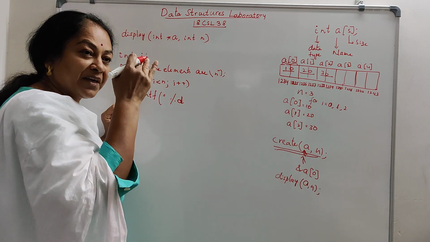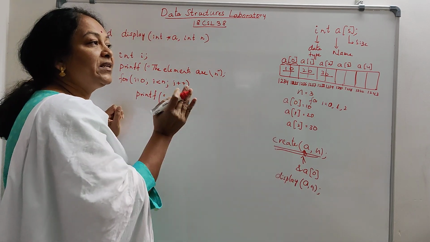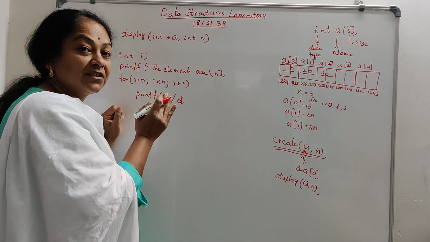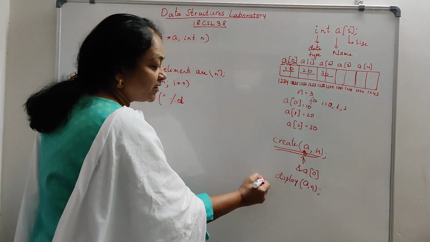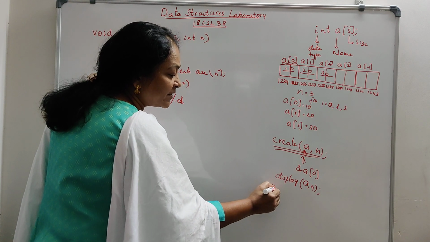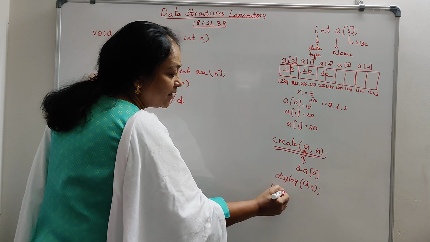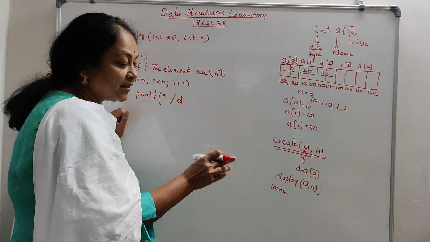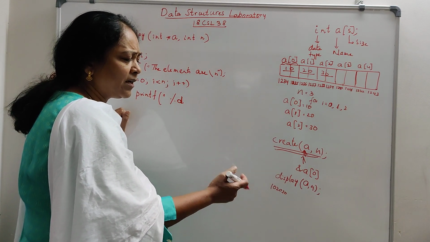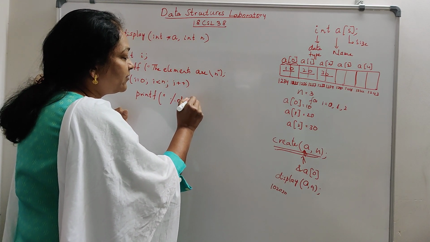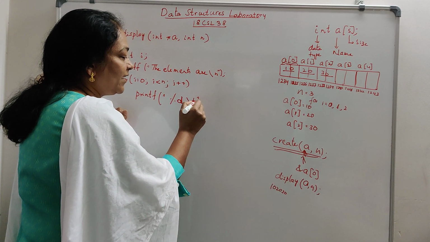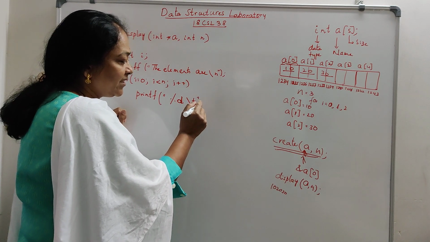I want to give some space in between the elements, otherwise all the elements will be printed next to each other, and there will be confusion. If these are the elements, it will be displayed as 10, 20, 30 together. So I can't make out which are the three numbers, it can be 1 or 2, 0 or 30, something like that. For that purpose I want to give some space in between the elements, so I'm giving this backslash t, tab.